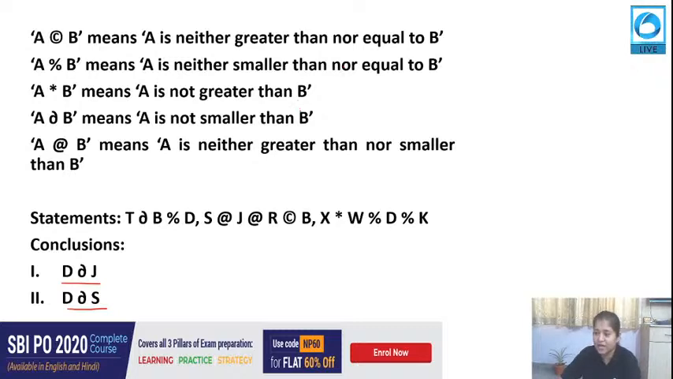Ma'am, S and J are equal. So, we'll have a look at that, whether S and J are equal or not. Okay, let's see. So what is the meaning of copyright?